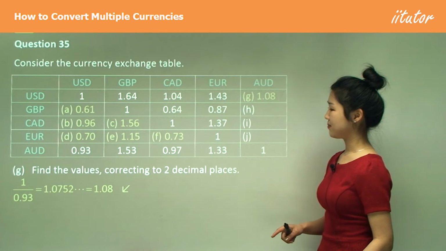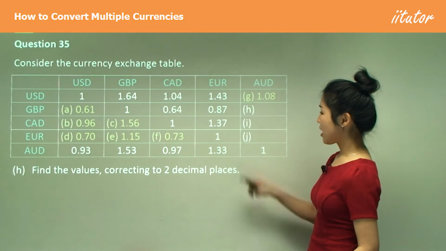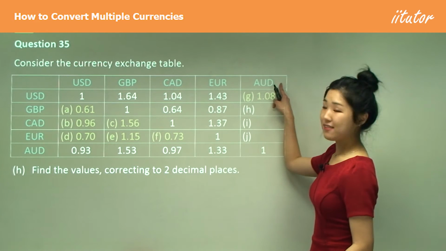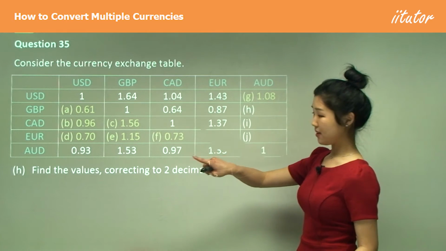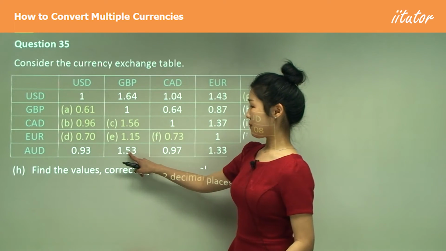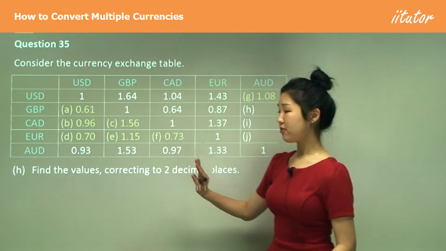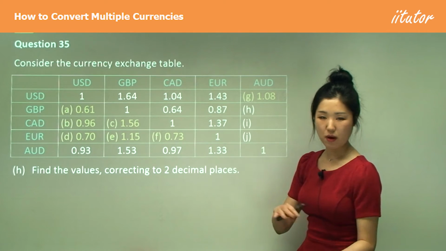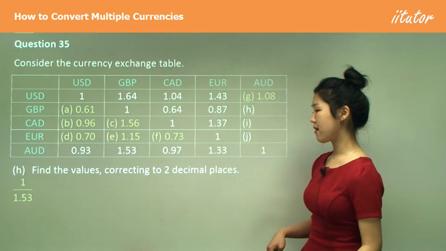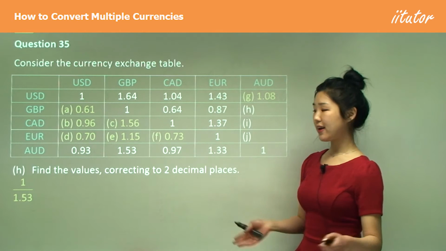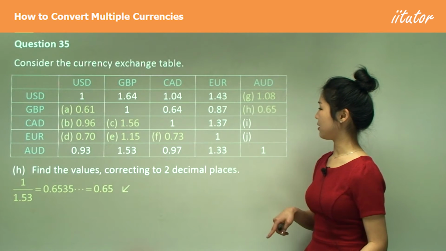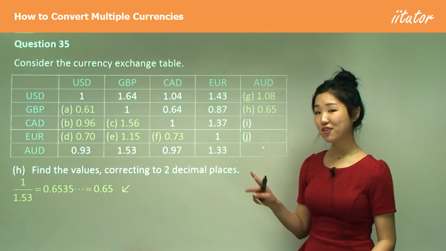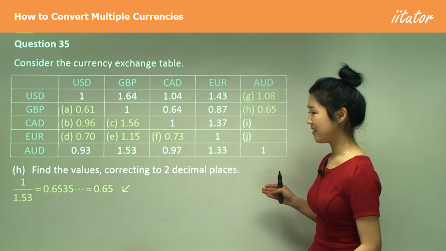Put that in there. And H, this time we want this one, GBP to AUD. Now ask yourself, do we have AUD to GBP? AUD to GBP, 1.53. So it's going to be the inverse again because it's the other way around. 1 over 1.53, plug it in your calculator and round it to 2 decimal places and plot it in. 2 more to go. I'm pretty sure you guys can try this. Have a go, guys.